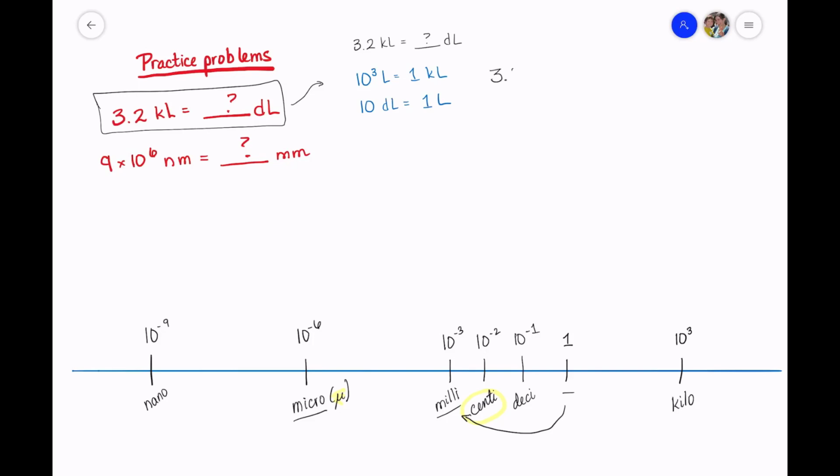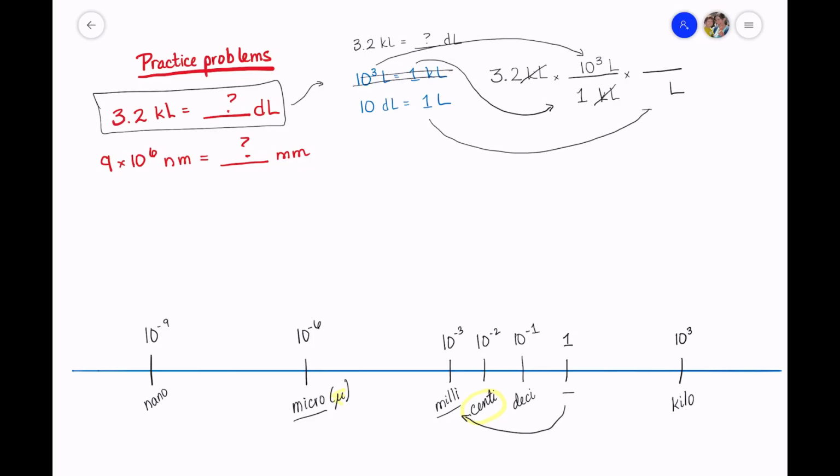So I'm going to have 3.2 kiloliters, multiplication sign, line, and kiloliters goes on the bottom, so I can cancel that out. Now I know to invoke the top conversion factor, so I'm going to put the 1 with kiloliters on the bottom, and 10 to the 3rd liters on the top. Kiloliters cancels out, but I'm with liters. I don't want liters, I want deciliters, so multiplication sign, line, and liters go on the bottom.